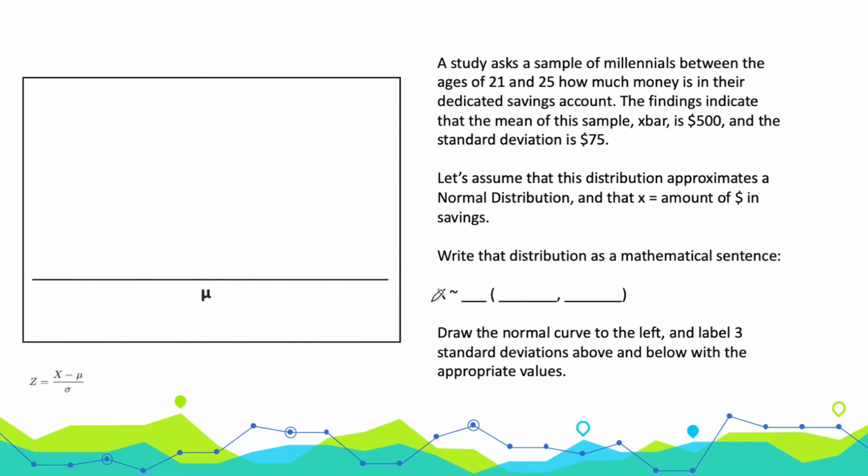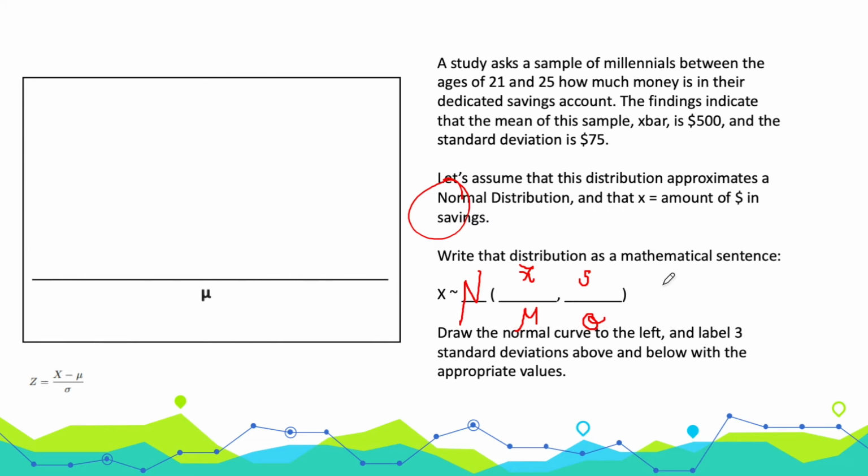We've practiced with mathematical notation of these distributions, so let's repeat it. We're assuming that this distribution approximates a normal distribution. So all the possible values of X, which is the amount of money in savings, approximates a normal distribution. And remember, here we write mu, and here we write the standard deviation. Now we have been given a sample, so we will use x bar to approximate our mean, and we will use s to approximate our standard deviation.